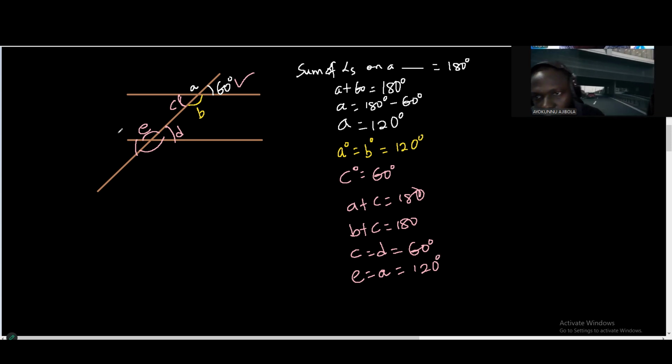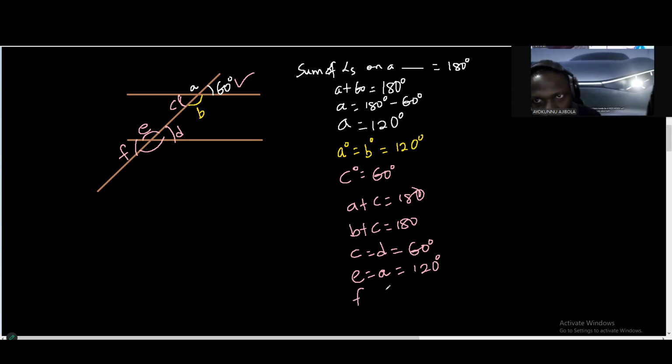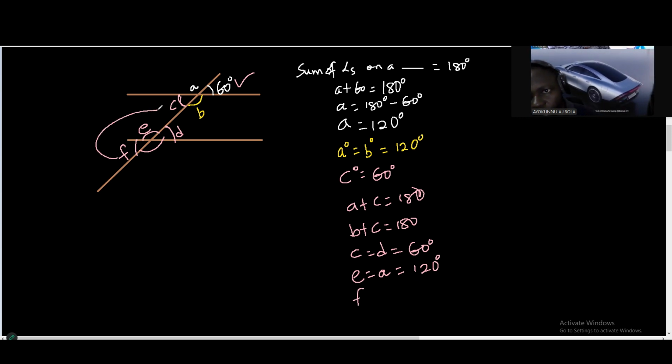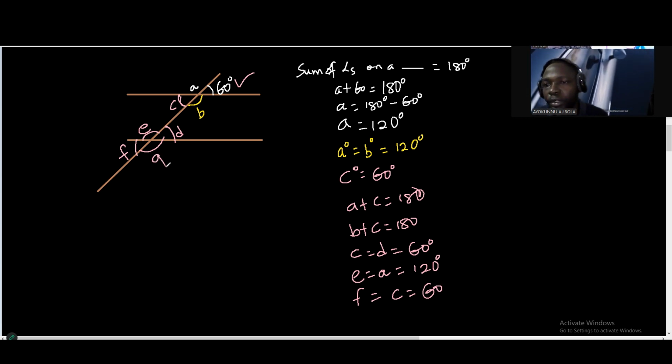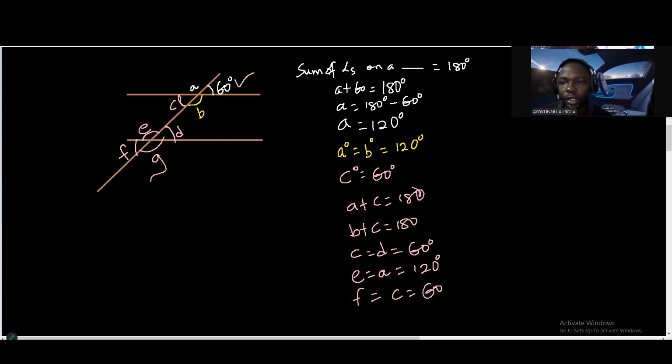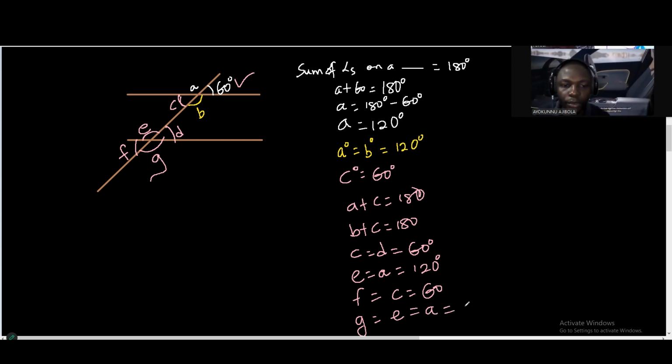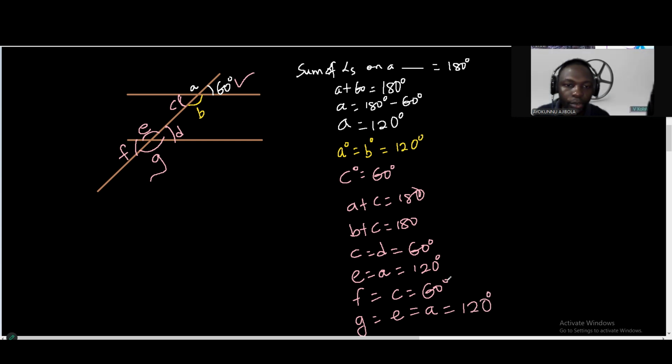Then if there is F, E plus F can be 180. So F will be corresponding to C, and C is corresponding to 60. So they are equal. F is also 60. Then if there is G, G and E are vertically opposite angles. So G equals E, and since E equals A, then G must also be 120 degrees. Is that clear?